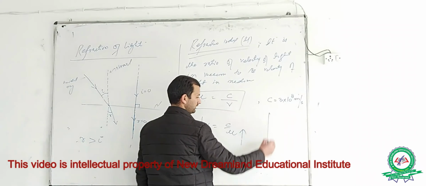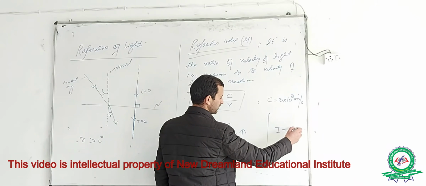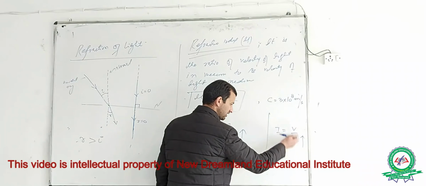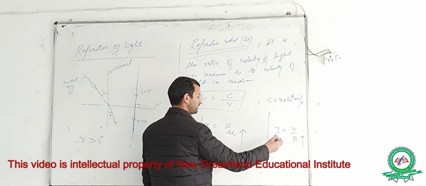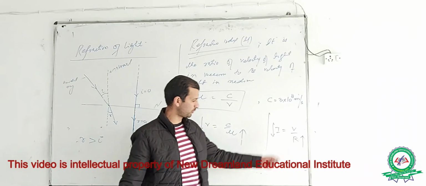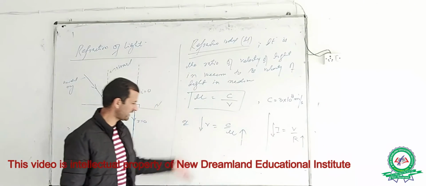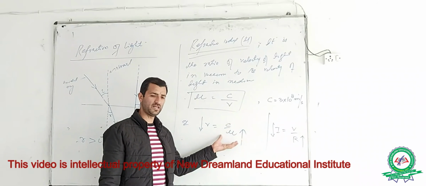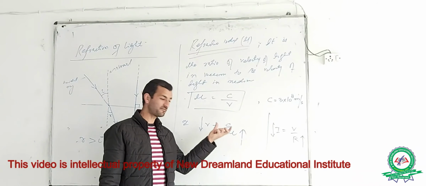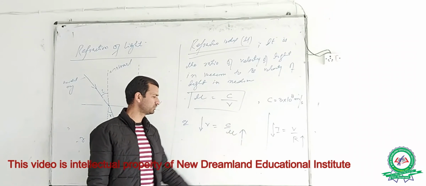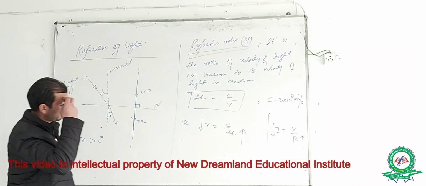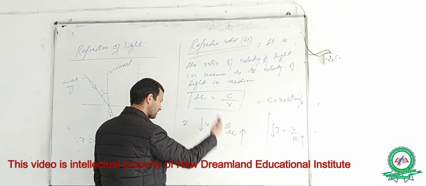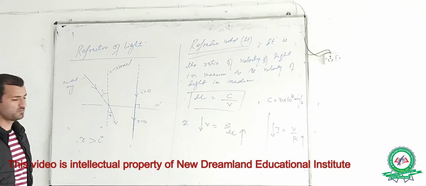It's like current. The relation between current and resistance is I equal to V by R according to Ohm's law. The greater the resistance of a conductor for a given potential difference, the less current flows in the conductor. So just as resistance is opposition to the flow of current, we can say that refractive index is the opposition to the propagation of light in a medium. The greater the refractive index of a medium, the less the velocity of light in that medium. And if we know the refractive index of a medium, we can calculate the velocity of light in that medium.